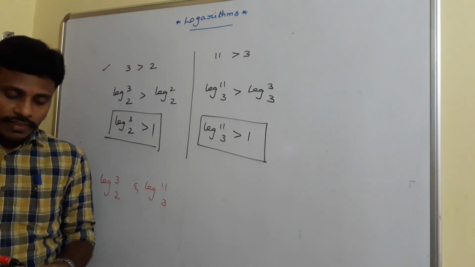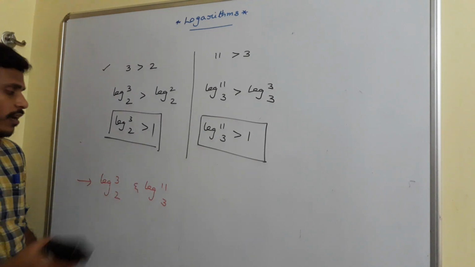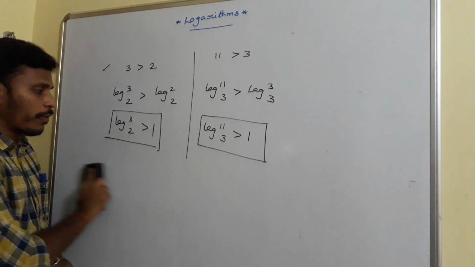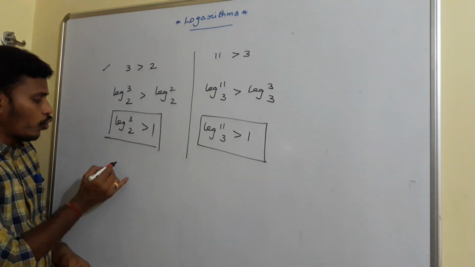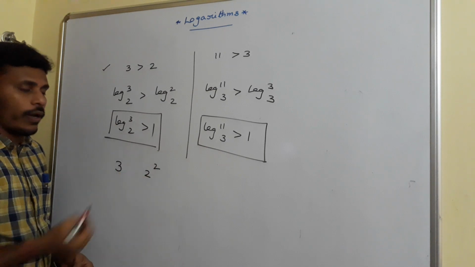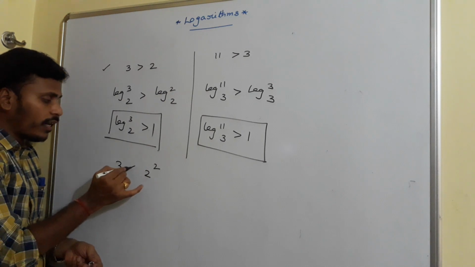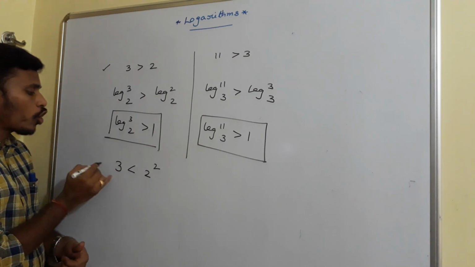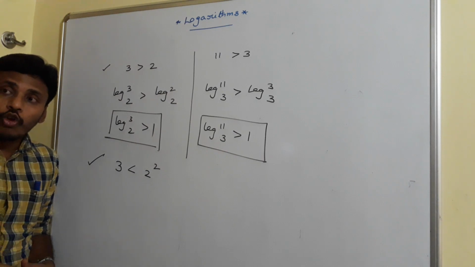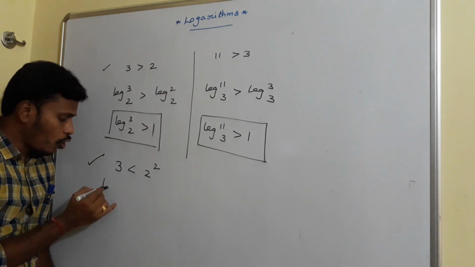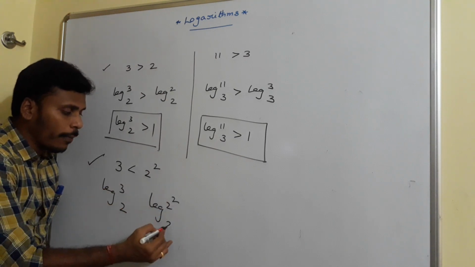Since both are greater than 1, you need to look at 2. If one is less than 2 and the other is greater than 2, then our task is completed. So if you need to compare with 2, you need to concentrate on 3 and 2 square. 2 square is 4, this is 3, and clearly 3 is less than 2 square. This is the known task. Now again you need to apply logarithm with base 2. So logarithm of 3 base 2, logarithm of 2 square base 2.